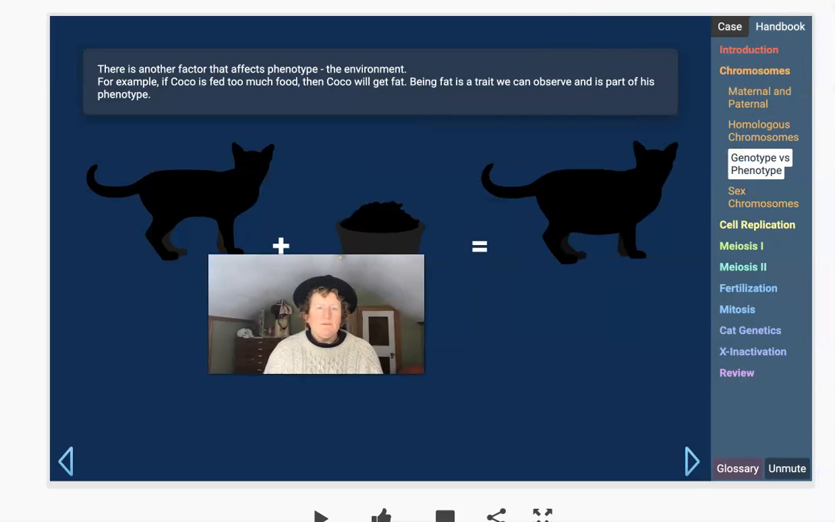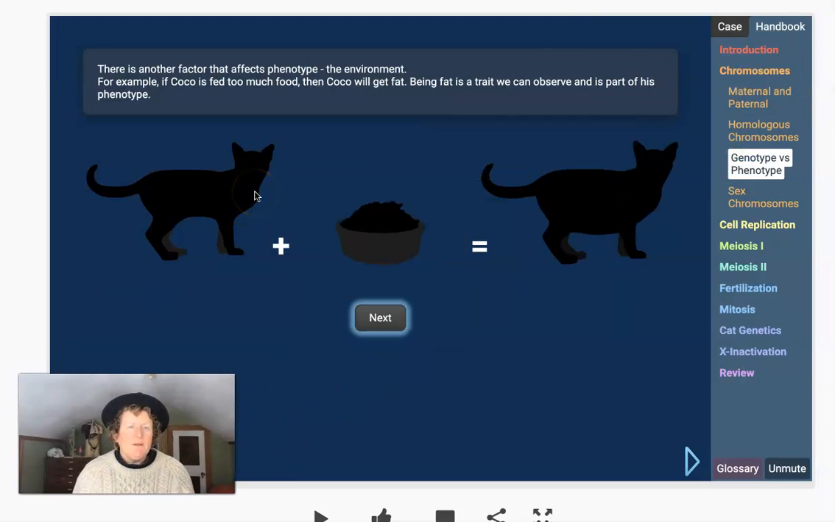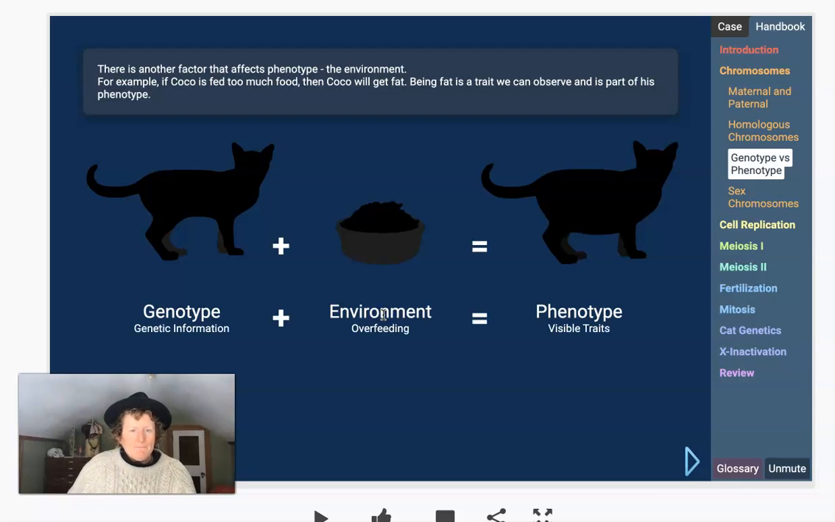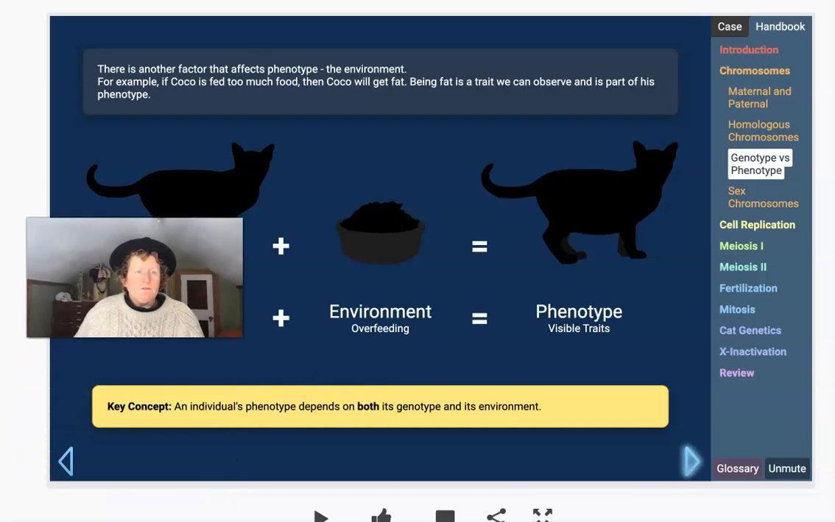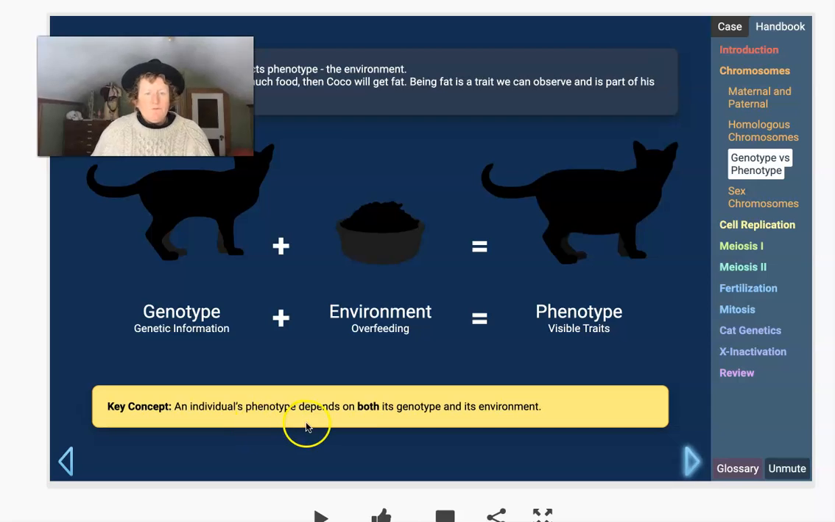There's another factor that affects phenotype, the environment. For example, if Coco is fed too much, Coco will get fat. Being fat is a trait we can observe and is part of his phenotype, but not necessarily his genotype. So here's the next key concept. An individual's phenotype depends both on the genotype and the environment.